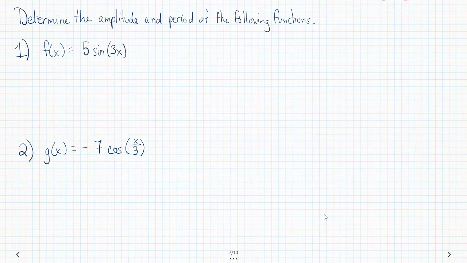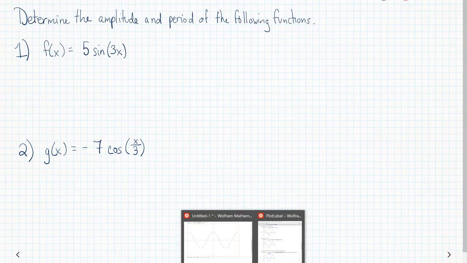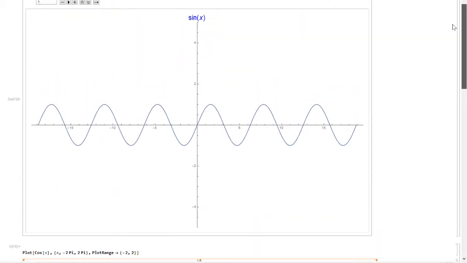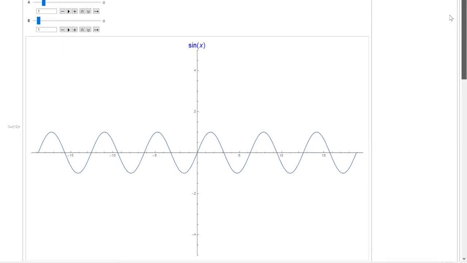Determine the amplitude and period of the following functions. I have a little illustration here. So we have 5 sine of 3x. So what is this doing? If you look, I'm going to go back to a graph here. What I have given in this graph is just the function y equals sine of x, right? And this a value is going to change, and that's going to be our amplitude. The b value is going to be what's changing our period. So I'll start with the a.